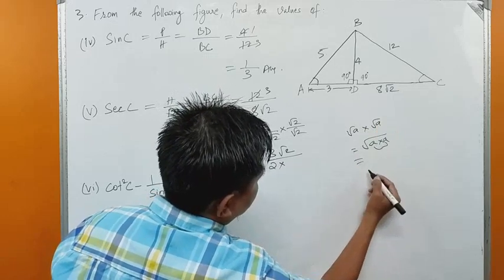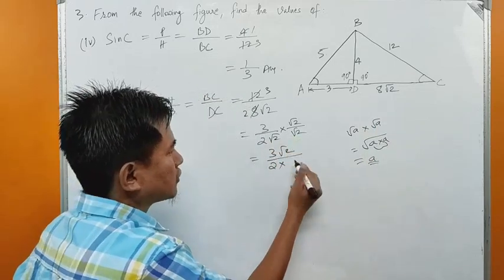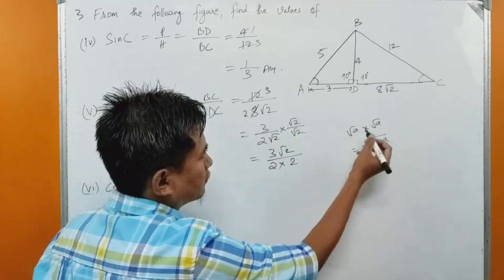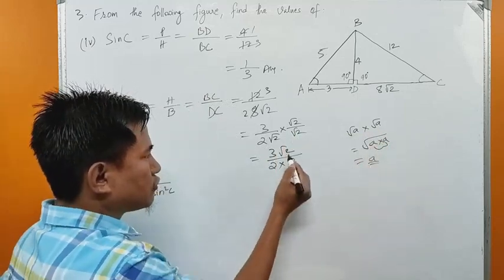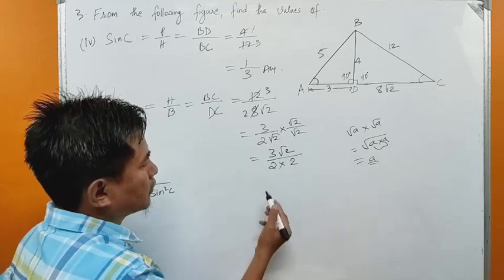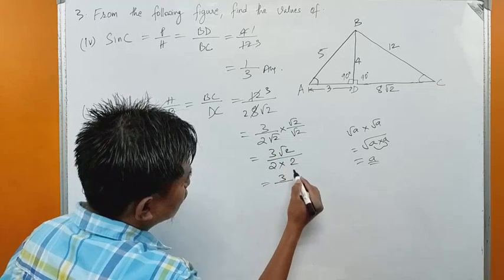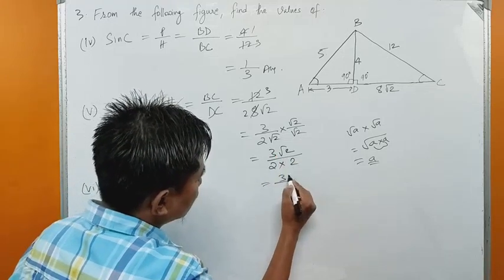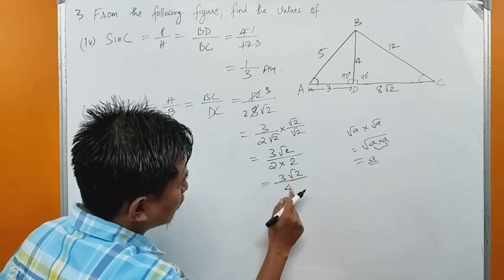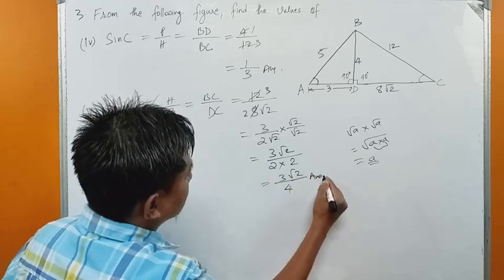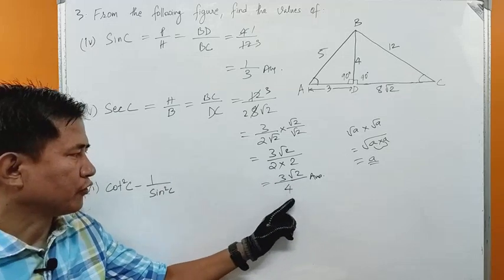So this a and a we make pair and free from root. So root 2 into root 2 gives 2. Root a into root a gives us a, isn't it? Similarly, root 2 into root 2 is 2, root 5 into root 5 is 5. So this is 3 root 2 upon 2 to the 4, isn't it? 3 root 2 upon 4. So this is the answer for question number 5, 6C. 3 root 2 upon 4.